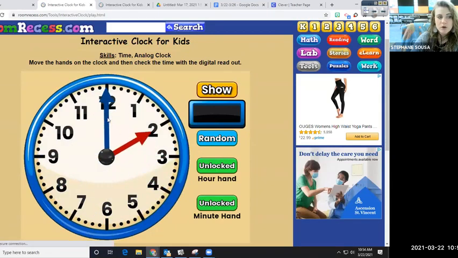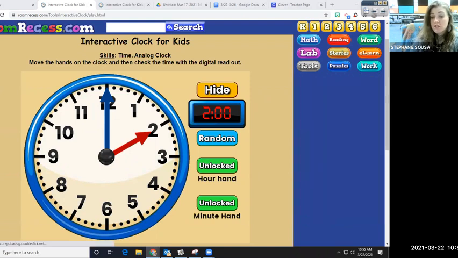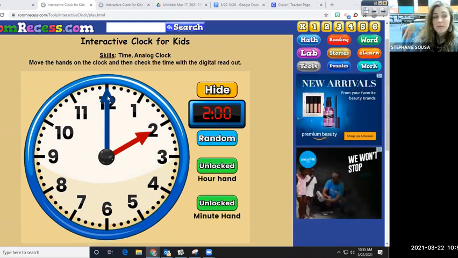If you need for your clock to show you the time, that's fine. Go ahead and click on that show. It is 2 p.m. She got a 30-minute lunch break. Okay, that's about standard and average in America is 30 minutes to eat your lunch. We're going to move our minute hand 30 minutes. She didn't get an hour. She got 30 minutes. So let's grab our minute hand and let's count by 5s until we get to 30.